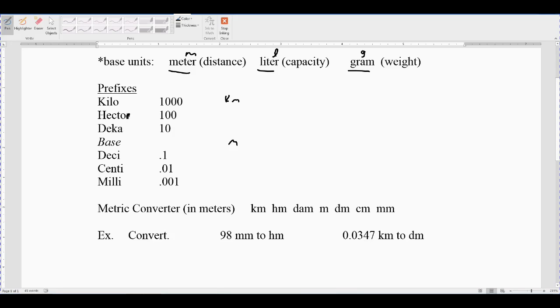And then a hectometer, HM, would be 100 meters. And then decameter, which is DAM, which is 10 meters.